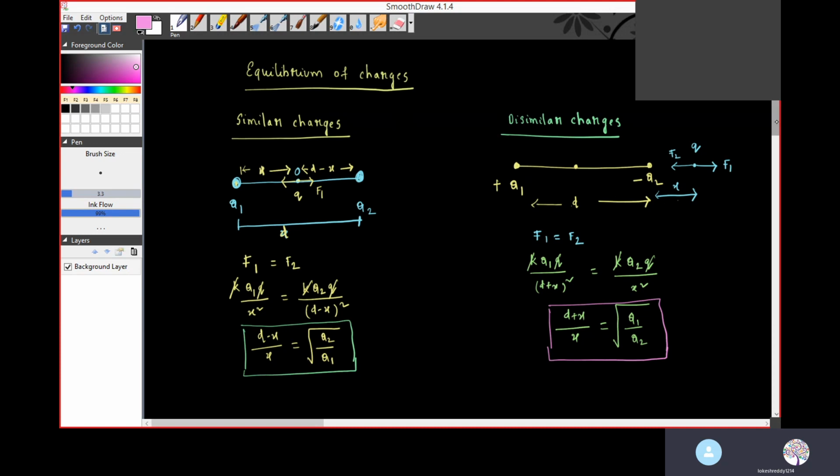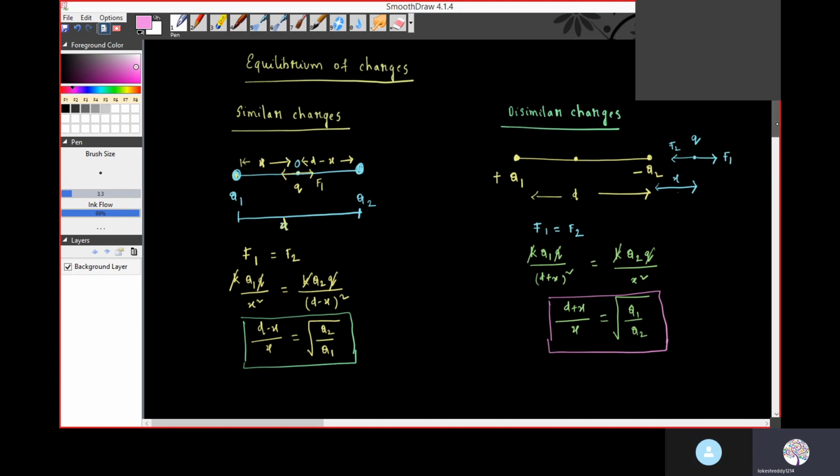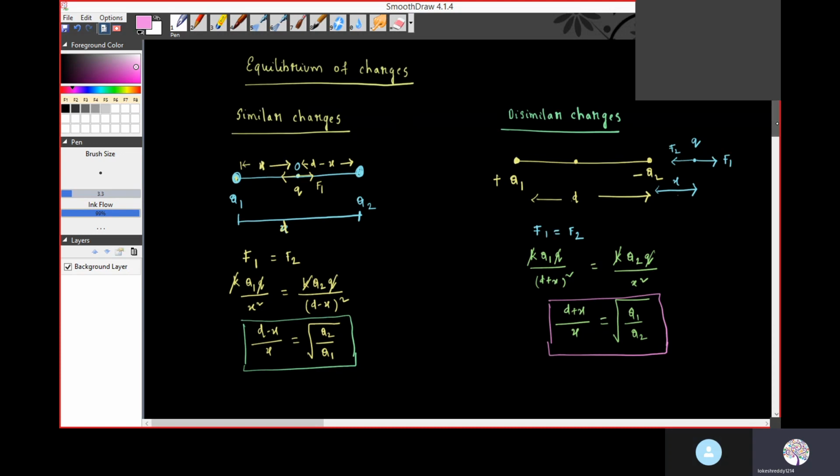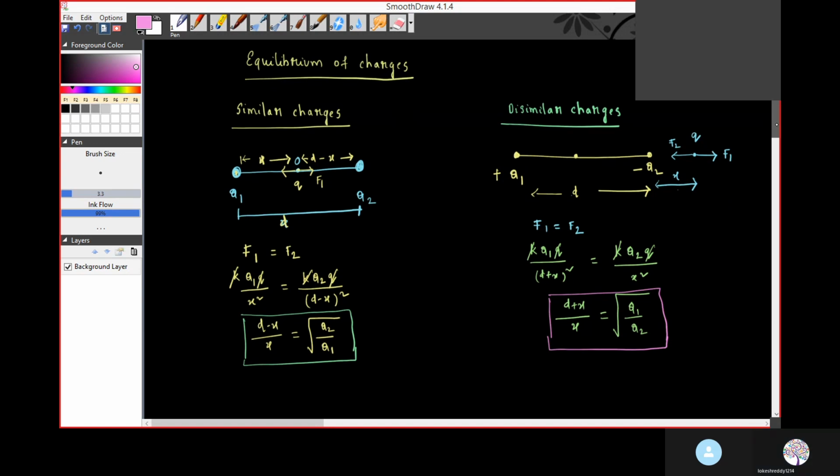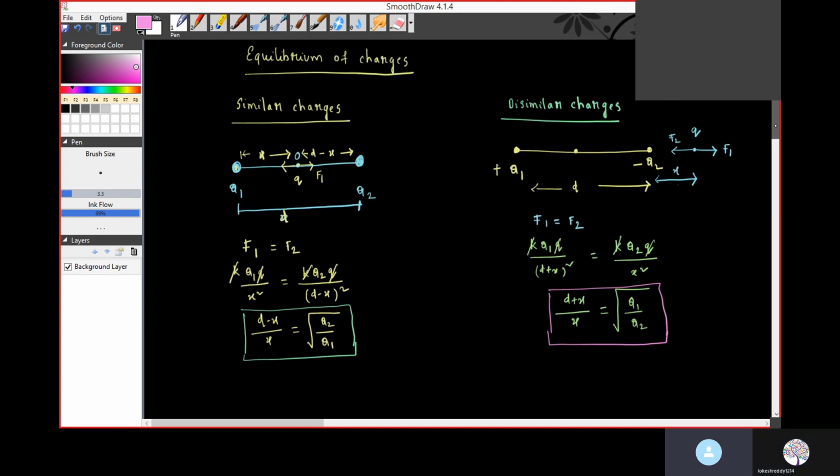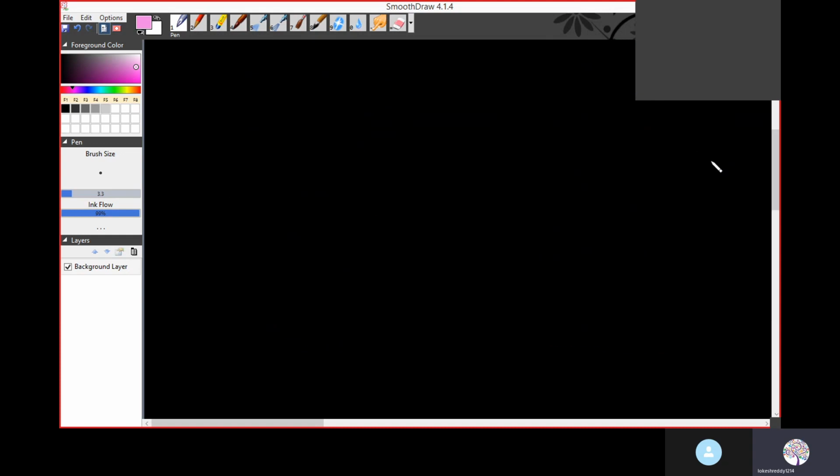Now we will discuss a freely suspended charged particle. In equilibrium of charges, we will discuss one more point: the freely suspended charged particle.